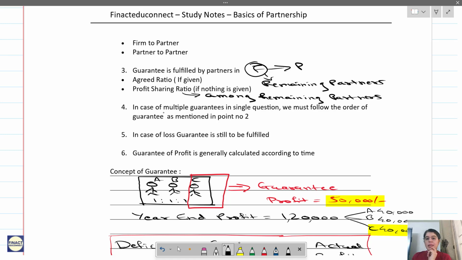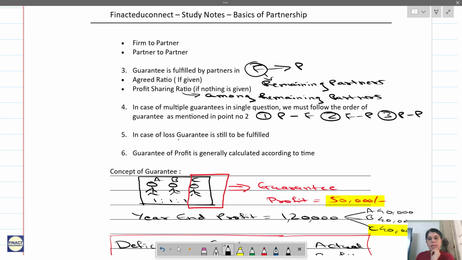Then, in case of multiple guarantees in a single question, we must follow the order of guarantee as mentioned in point 2. So, if there are multiple guarantees, then there is a specific order which we need to follow. What is that order? First, we must see partner to firm guarantee. Then, second will be firm to partner. And third will be partner to partner. When we solve the question, we will see this.